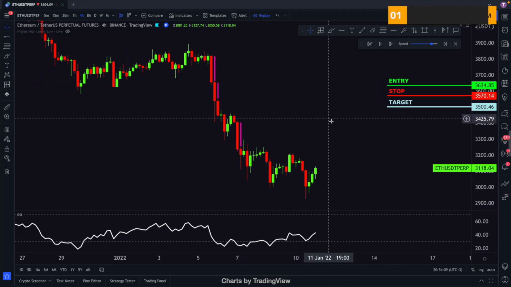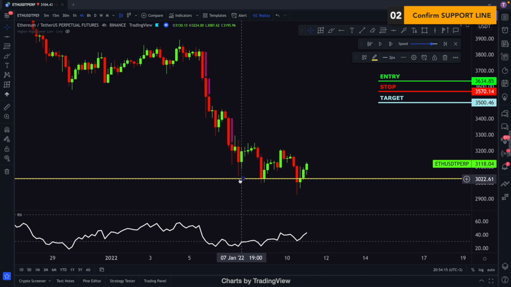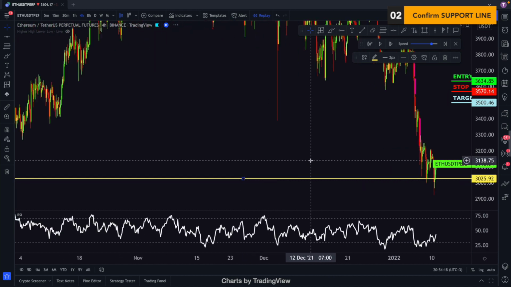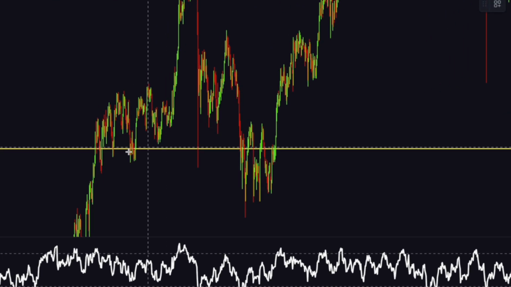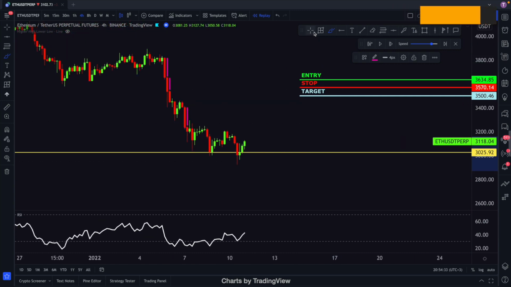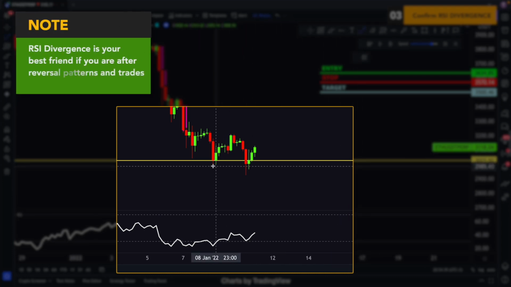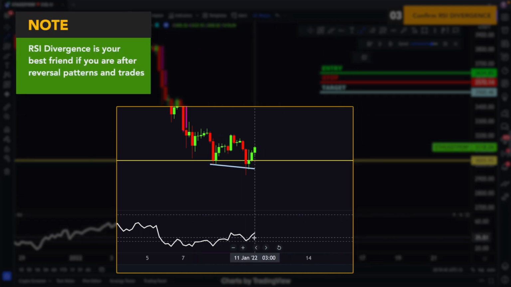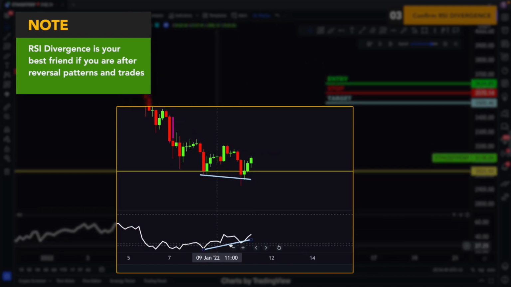Step 2. Confirm support line. Let me draw the support line, see if it is tested before, is it strong enough for us? As you can see, it is tested multiple times. It is an extremely powerful support line. Step 3. Confirm RSI divergence. Now, we have significant RSI divergence here. I love RSI divergence. It gives me an extra layer of comfort in my positions when I'm searching for reversal trades.